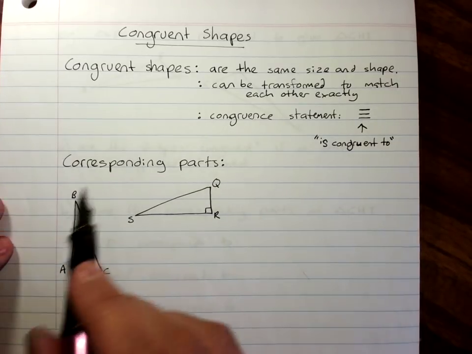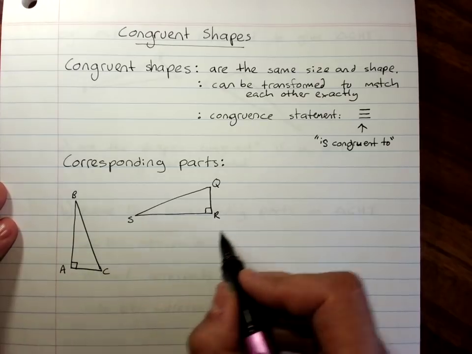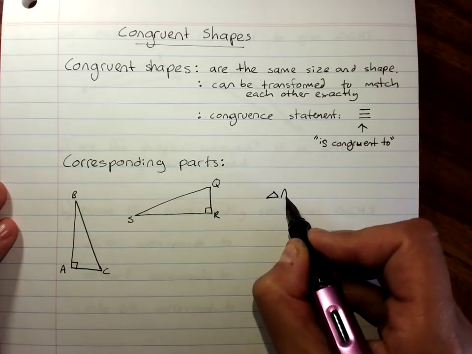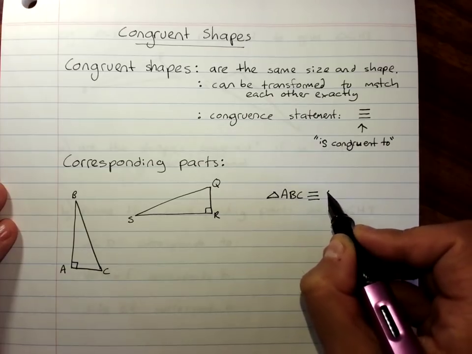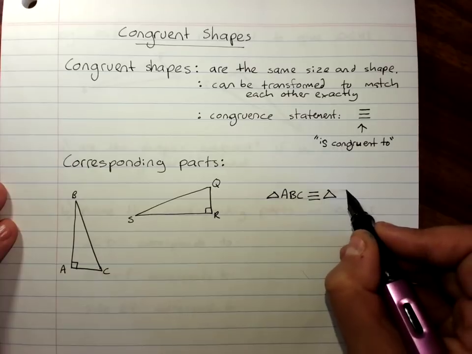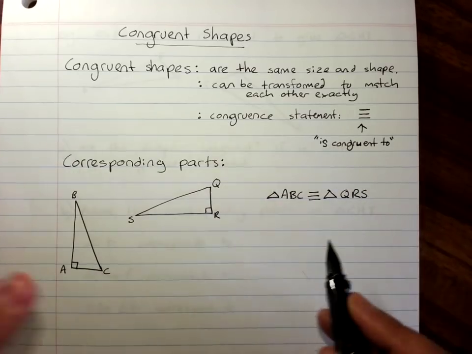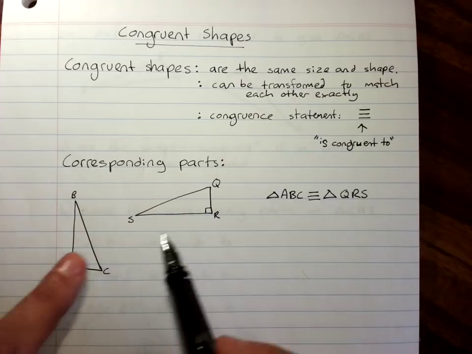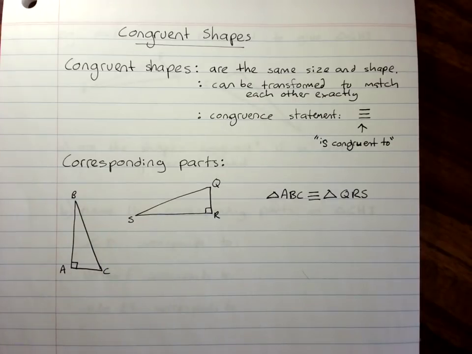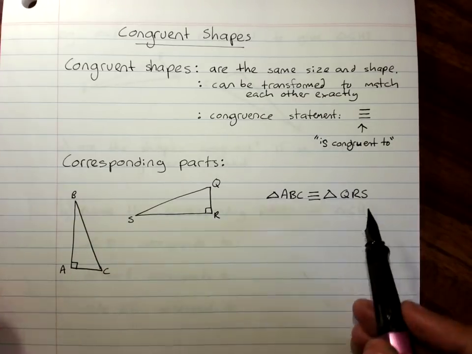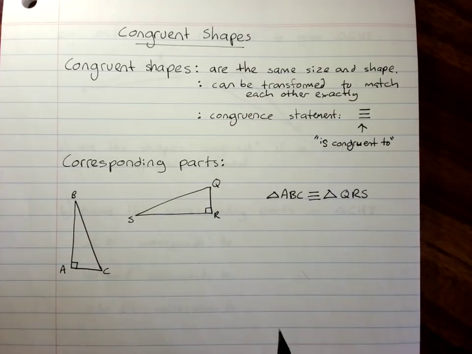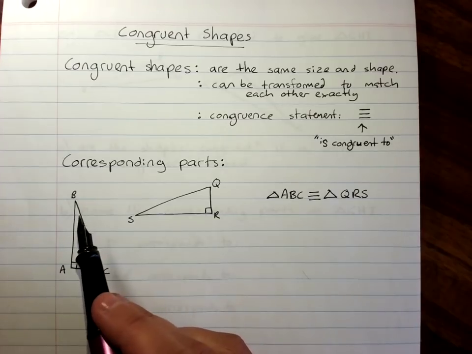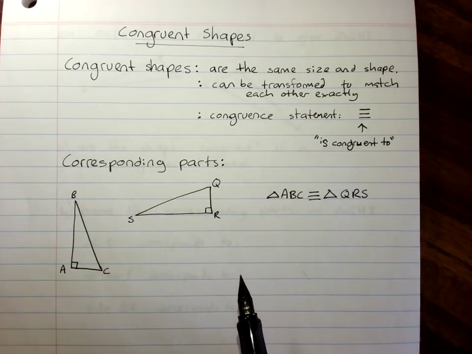So, if for these two shapes I write triangle ABC is congruent to triangle QRS, I'm saying that these two are congruent shapes. And if I say that, then you know that they're exactly the same size and shape. And you also know that all their matching angles and matching sides are equal.